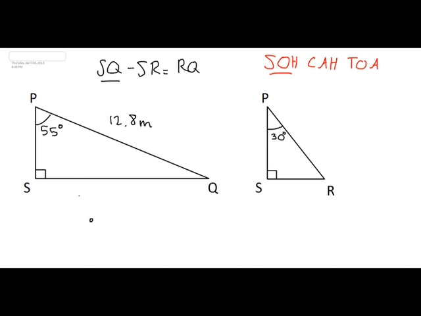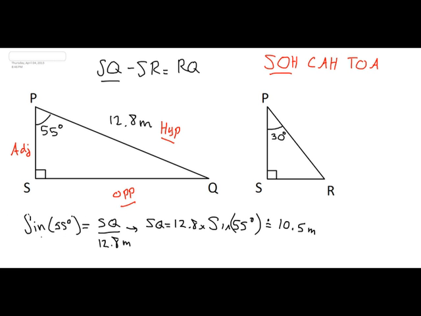So in order to solve for SQ, we're going to use some trigonometry here. So I want you to pause the video and try solving for SQ using your trigonometry skills. So we've labeled our sides, and let's take a look here. Well, we want to find SQ, that's our opposite. We know the hypotenuse, which is 12.8. So these are our two pieces of information that we're going to be using. So we're going to be using sine in this case, opposite over hypotenuse.